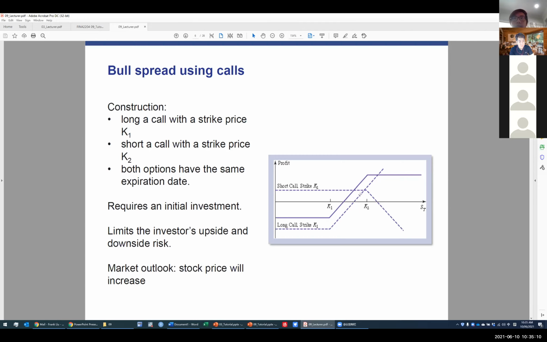And then why does that matter? Well, it tells you that if none of the options is exercised, are you going to walk away with a negative payoff or a positive payoff? If none of the options are exercised.